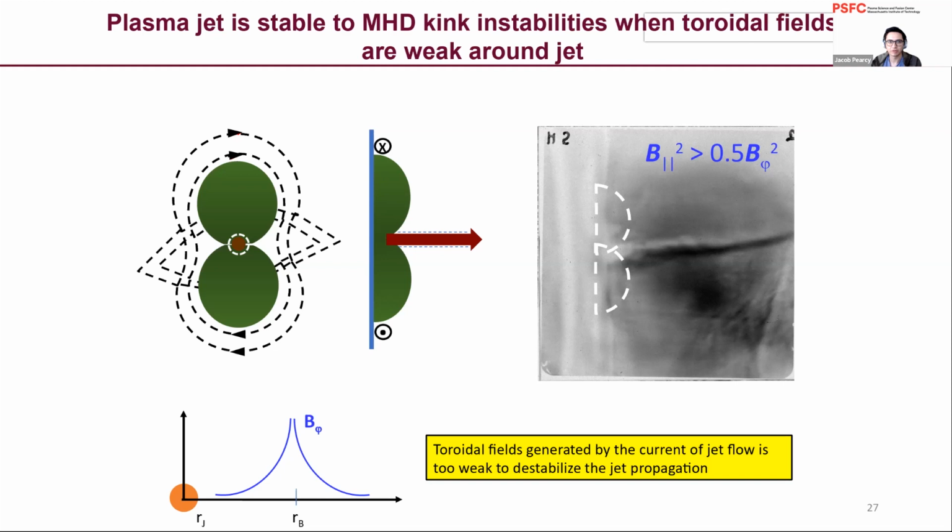And when the toroidal field is weaker near the origin of the jet, essentially they're too weak to destabilize the flow of the jet. So we don't see the same kind of bunching and clumping up and wiggling of the jet that we do where the toroidal fields are stronger, which indicates that those results were in fact the result of the MHD instabilities.